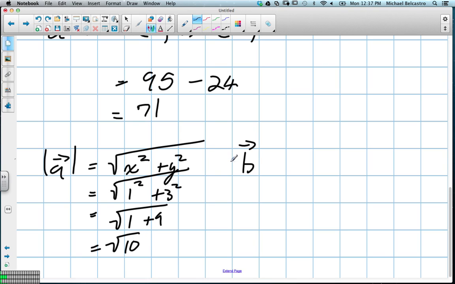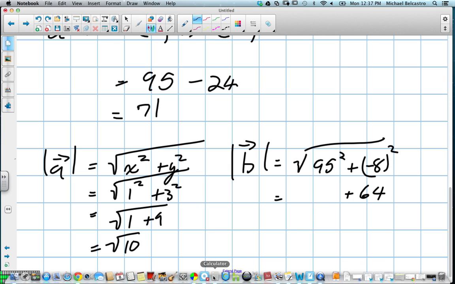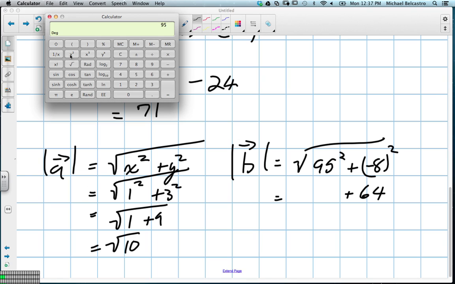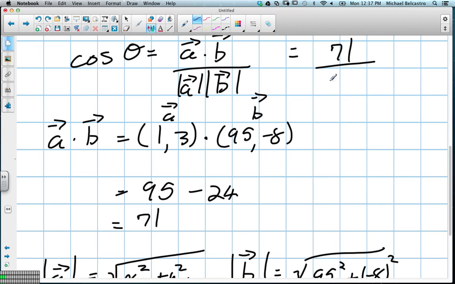And the magnitude of B, which I'm going to need your help for, is 95 squared plus negative 8 squared. Negative 8 squared will give us 64. What will 95 squared be? 9,025. Great. So we'll add those together, and we're going to get the root of 9,089. Okay, so we have our magnitudes: root 10 and root 9,089.